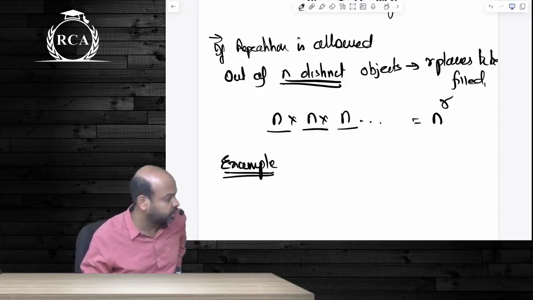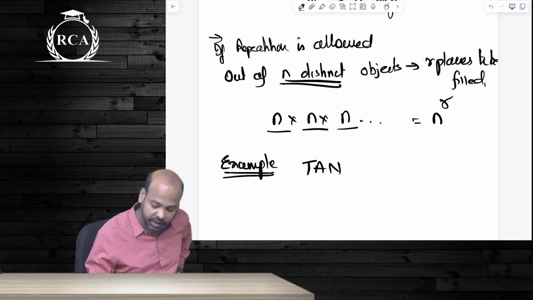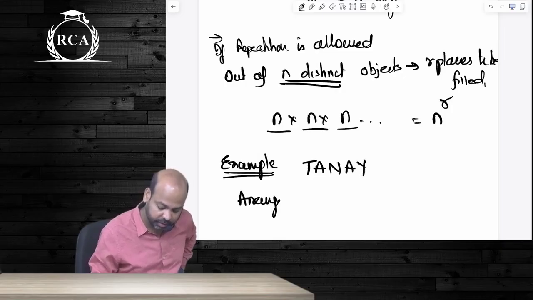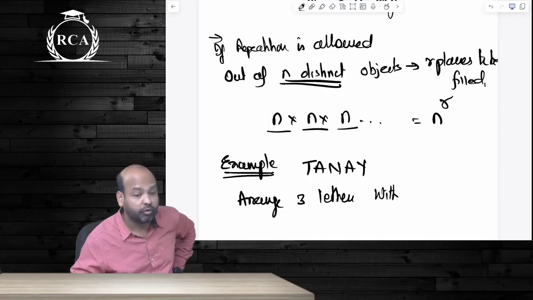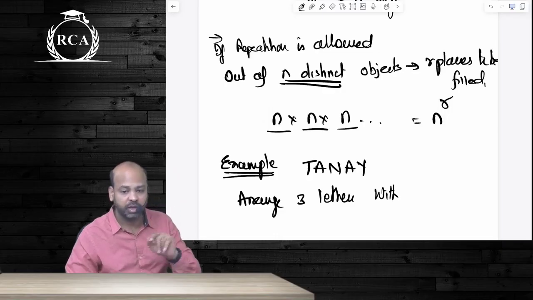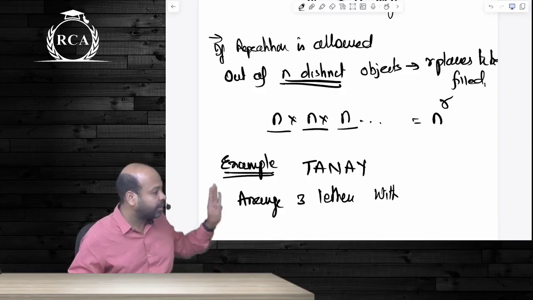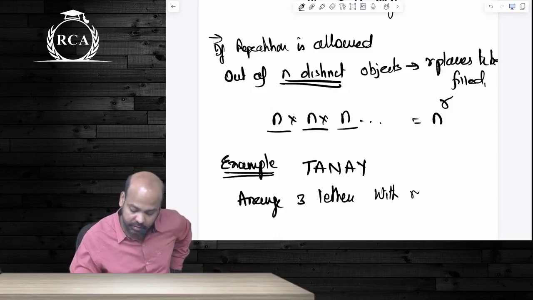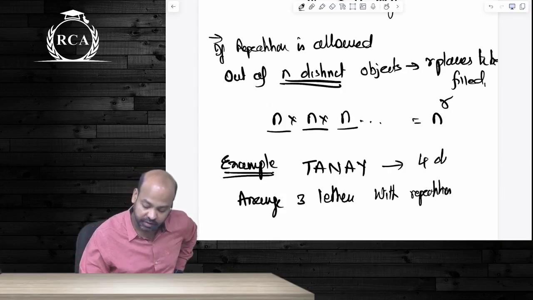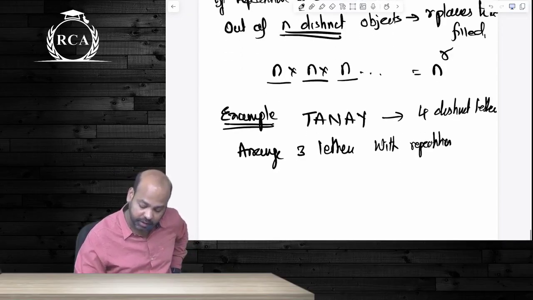Example for this: if I tell you that the word is TANE, and I ask you to arrange 3 letters with repetition, what will be the answer? 4 to the power 3. Repetition given in the question is irrelevant. There are how many distinct objects here? 4 distinct letters, though there are 5 letters given.